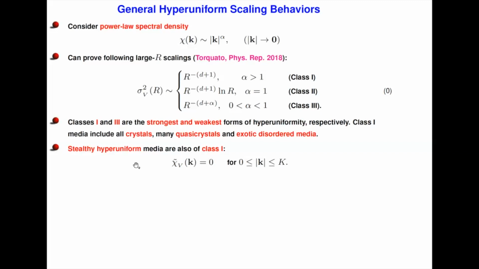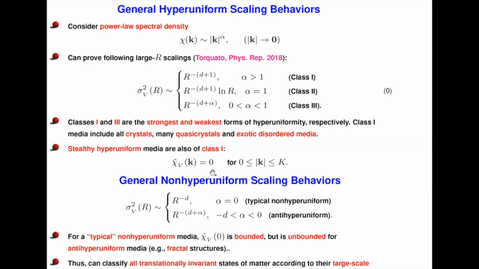And then there's an even stronger form that we call stealthy hyperuniform, which is also of class 1, where not only do you have the spectral density being 0 as k goes to 0, but it's actually 0 for a range of wave numbers around the origin. So these are very, very special exotic states. I'm going to talk later about stealthy packings, so that's why I'm introducing that definition.